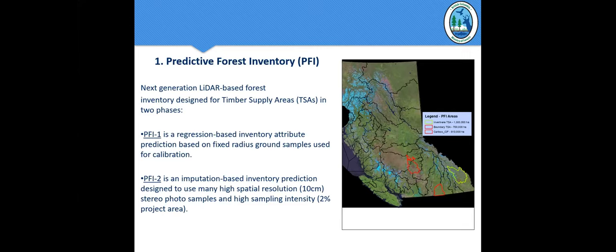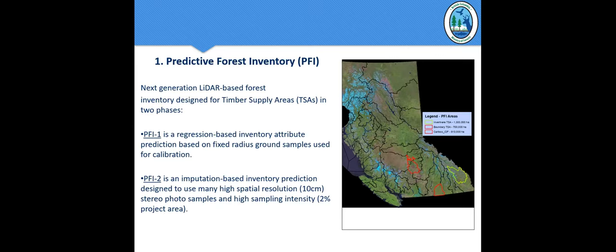And phase two of the predictive forest inventory is an imputation-based prediction designed using many high-resolution stereo photo samples. We try to capture about 2% of the project land base, and we get full VRI-type photo interpretations for all of those samples. We use those samples to train a random forest prediction to get at leading species. For age, it's a nonlinear regression using some existing data sets from our current inventory.